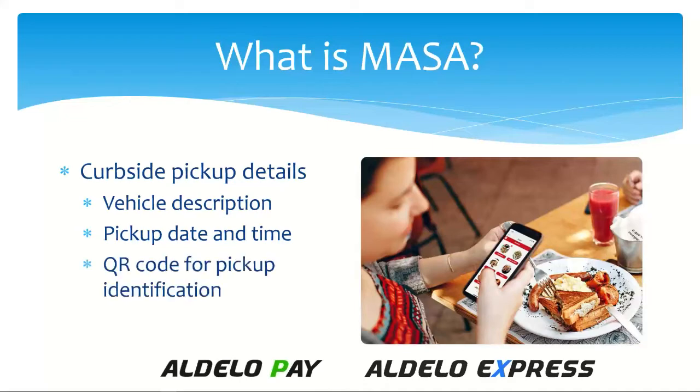And then there's a QR code for pickup identification. So when they get there, they have a QR code on their phone. They show that code. It's scanned by the point-of-sale terminal, which then recalls that order. It will show if it's paid or if it's to be collected at the store. If it's collected at the store, it's easily paid for at the vehicle.